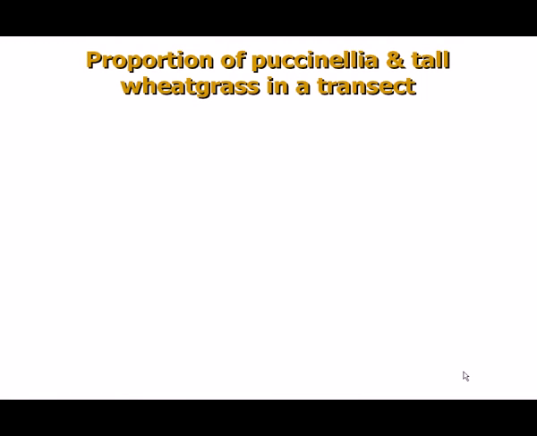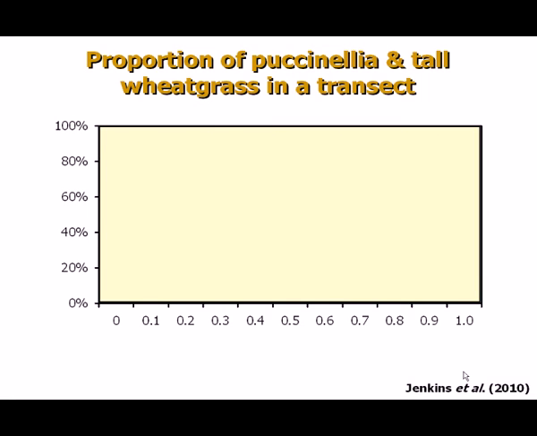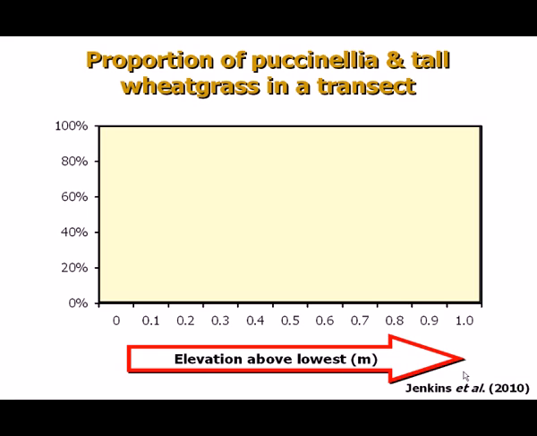Here's the story. What Summer did was she looked at the proportion of Puccinelia and tall wheatgrass growing in a transect. So here's the transect, if you like. We're going from very, very close. We're in a valley on the left-hand side, and on a slight ridge on the right-hand side. There's a metre elevation between the lowest and the highest point, and we've got plant cover on the y-axis here.